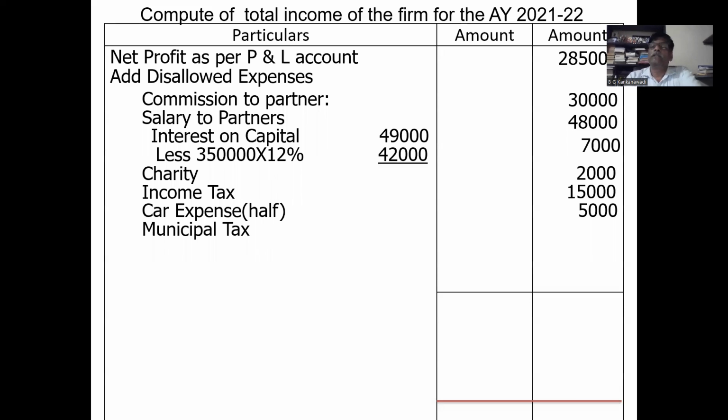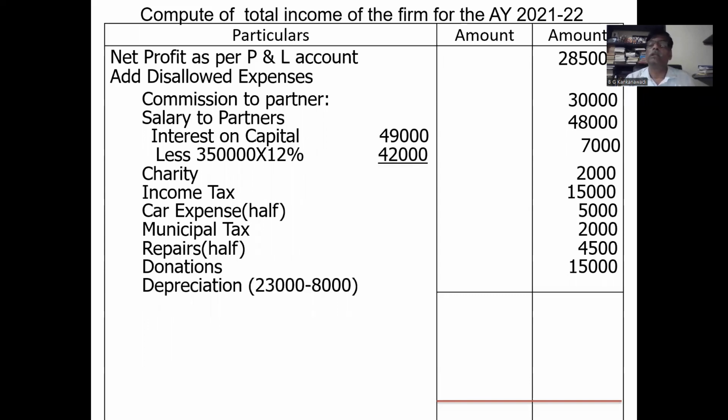Then municipal tax is not relating to business, 2,000 rupees. Repairs, half is not related to business. Now, out of 9,000, only 4,500 is related to business. 4,500 is not relating to business. Okay. Donation is not relating to business. This donation is included in miscellaneous expense.